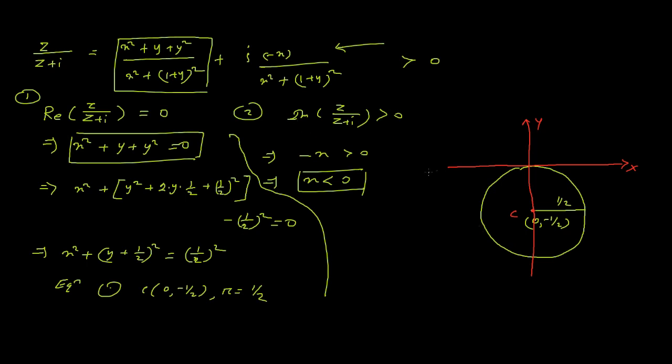Another condition given is that x is less than 0. So finally, we have two things: an equation here and another condition. If we take the common part, x less than 0 and the circle, you will get only this portion, the left half of the circle. That is your answer, because in this part only, x is less than 0 and on the circle. So this is the region the question is asking for.